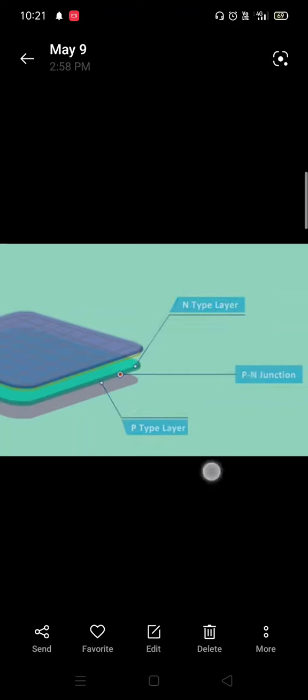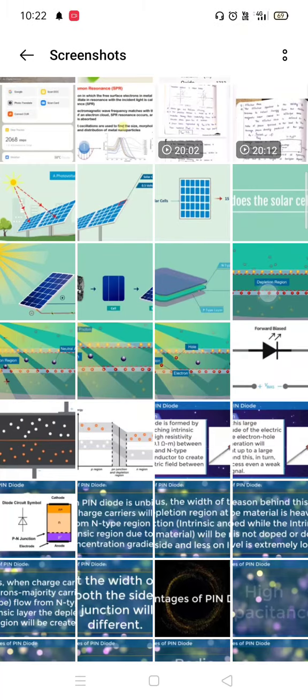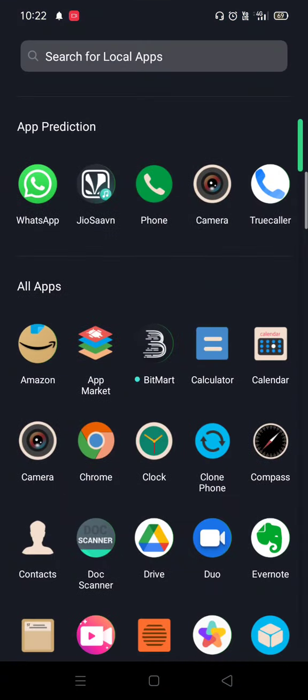So what happens here is, here is the picture. In the n region you have a high concentration of electrons, and in the p region you have a high concentration of holes. I'll try to explain in detail.